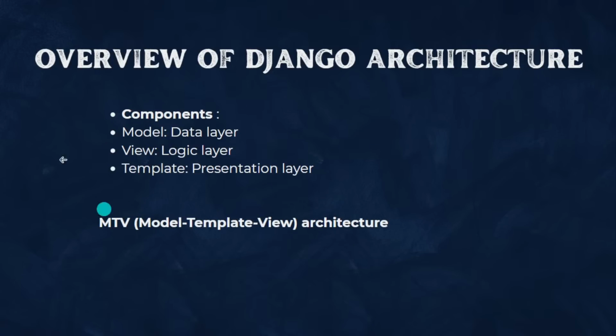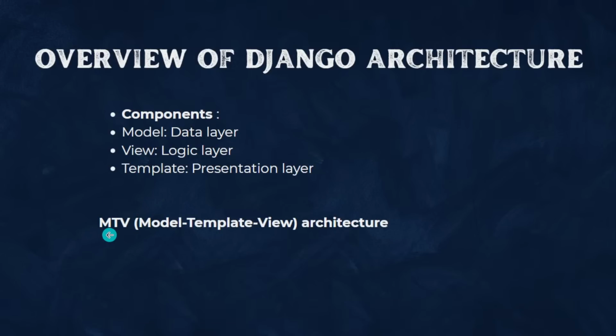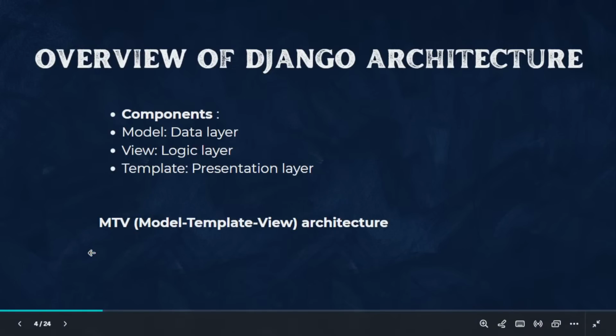Okay, these are the three major components in Django. The model handles the database, the view handles the logic, and the template handles the front end. And what architecture do we follow? Model, template, view. In other frameworks the architecture is model, controller, view. This is the architecture followed by other frameworks, but Django follows MTV.